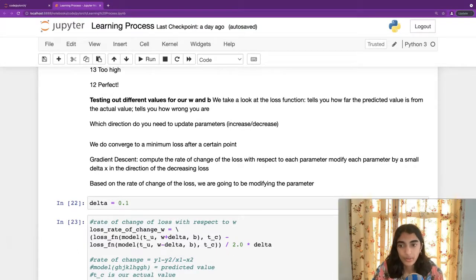So which direction do you need to update the parameters? Do you need to increase it or decrease it in order to get the representation of the data that you want? We went over this several times in my past couple of videos, so I would highly recommend watching those before jumping to this one, because there's a lot of background information that we've talked about.